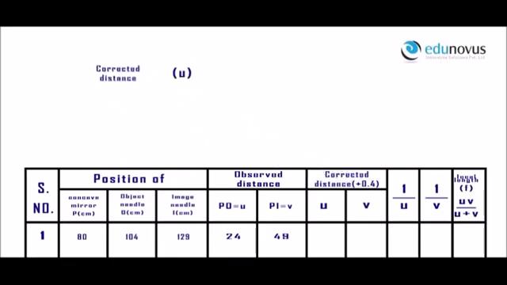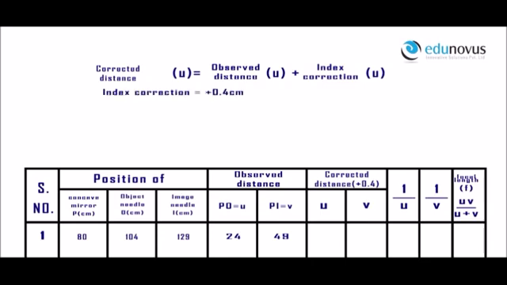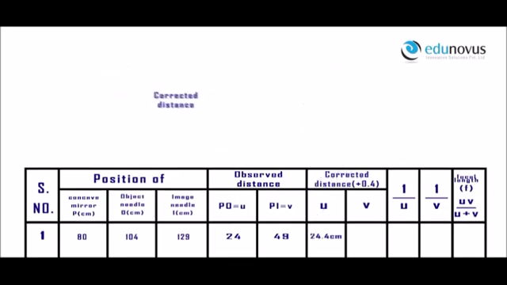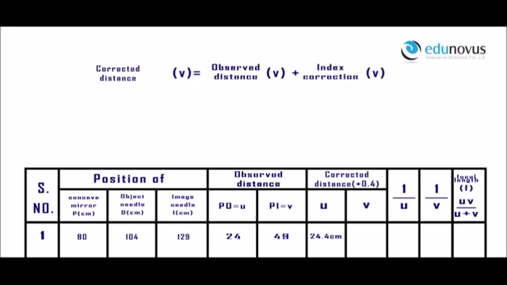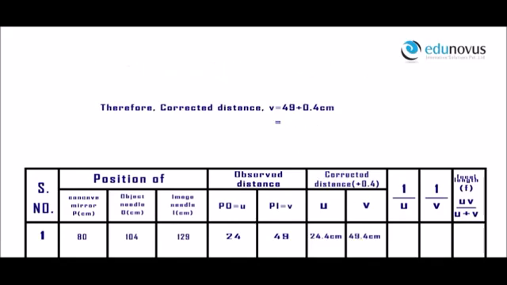Corrected distance u is equal to observed distance plus index correction. Index correction is equal to plus 0.4 centimeters. Therefore, corrected distance u is equal to 24 plus 0.4 centimeters, which is 24.4 centimeters. Corrected distance v is equal to observed distance v plus index correction. Therefore, corrected distance v is equal to 49 plus 0.4 centimeters, which is 49.4 centimeters.